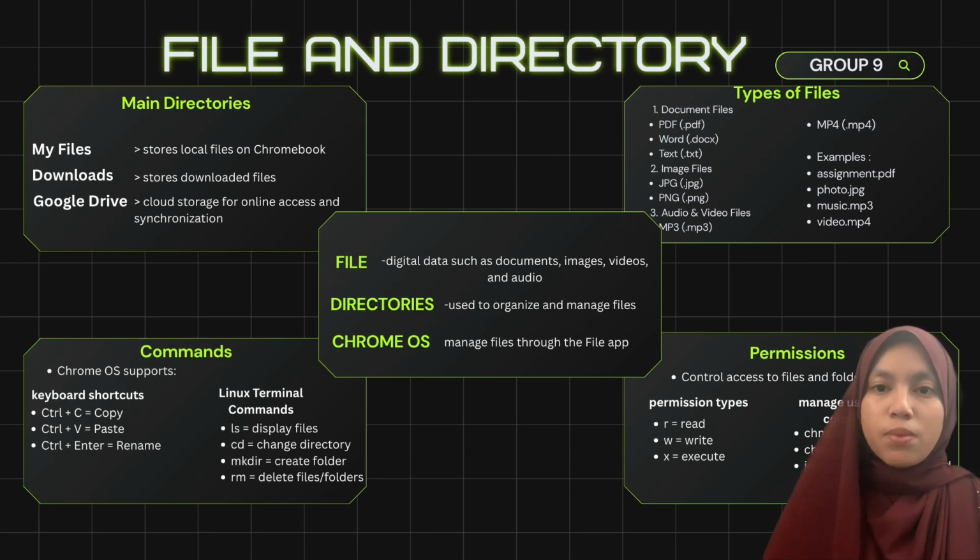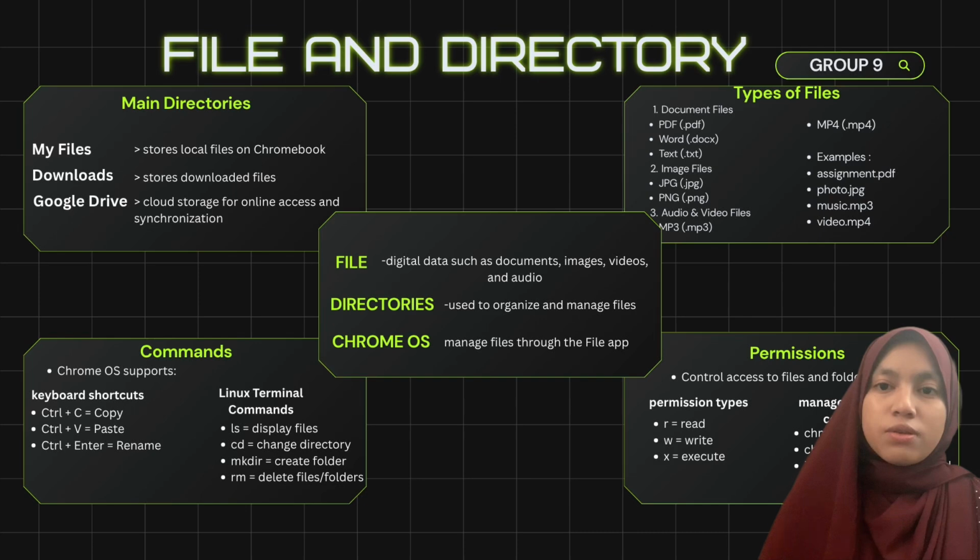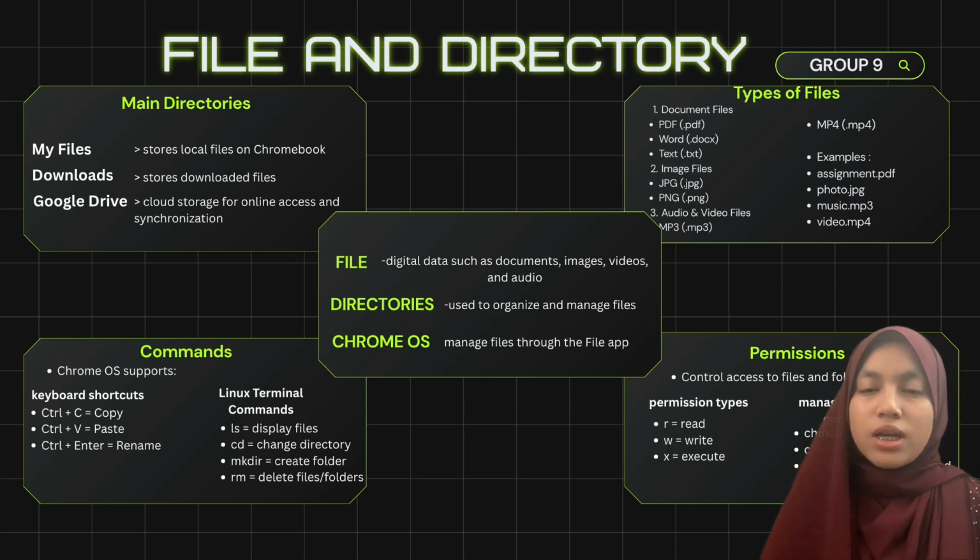Next, Chrome OS supports file management through keyboard shortcuts and Linux. Common keyboard shortcuts include Ctrl plus C for copy and Ctrl plus V for paste. In the Linux terminal, users can use commands such as ls to display files, cd to change directory, mkdir to create a folder, and rm to remove a file.